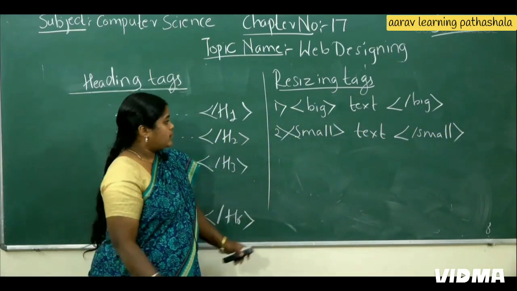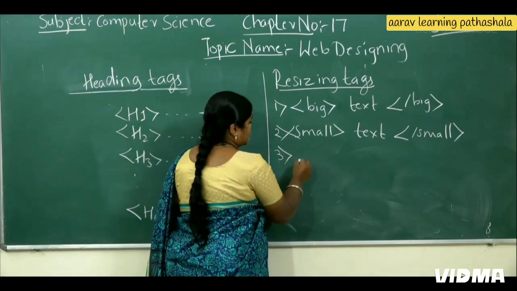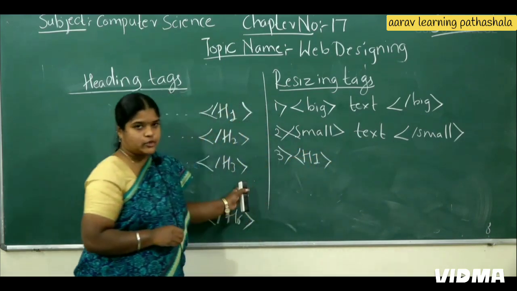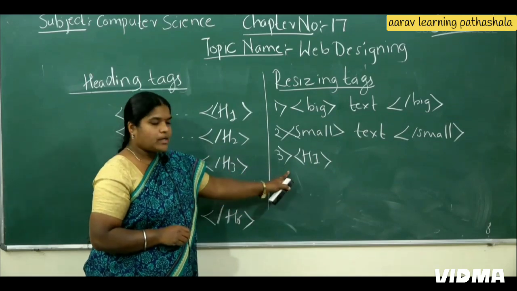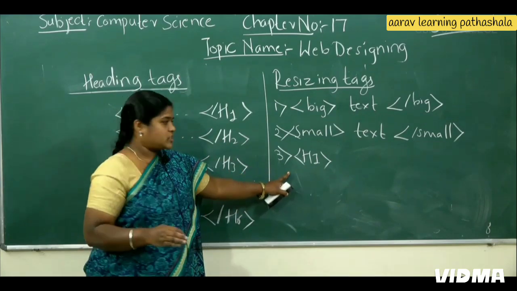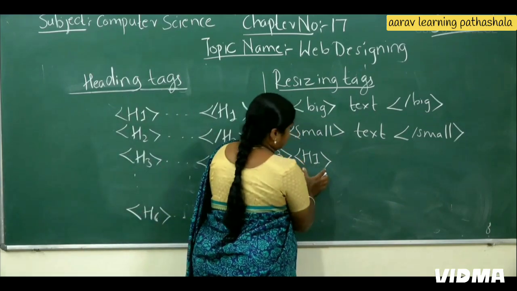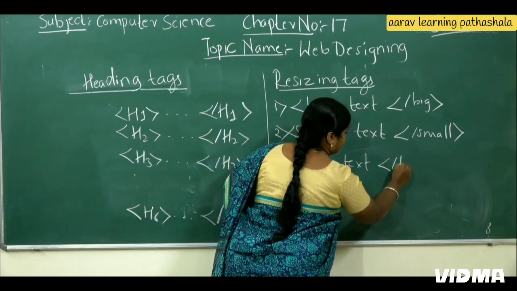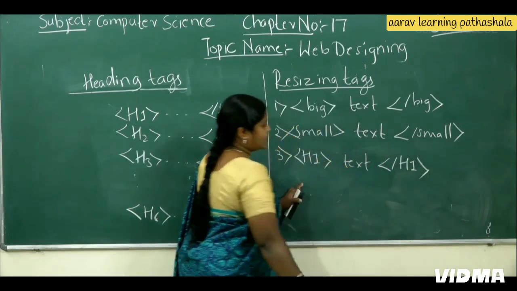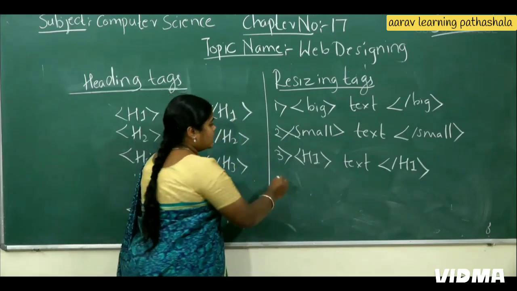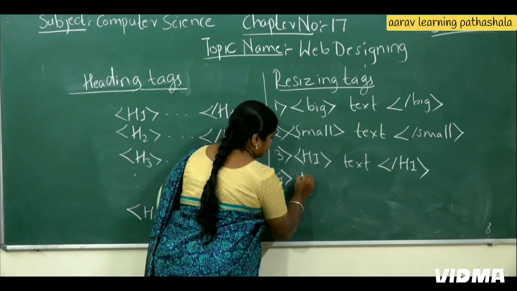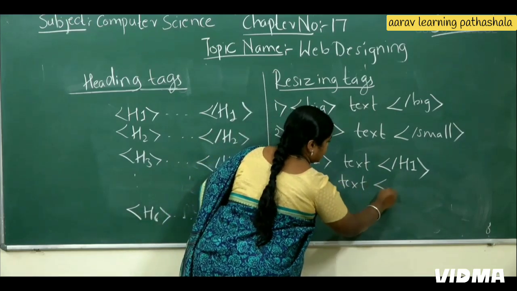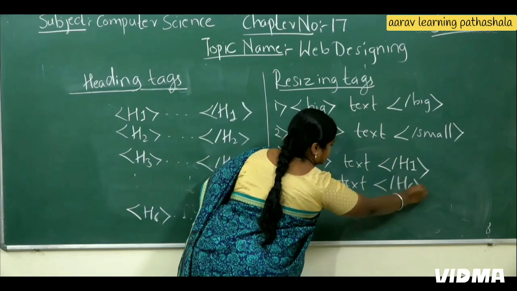Then after that, the next one is H1. Just now we have studied H1 in the heading tags. H1 will give you the maximum font size. So how are we going to use that? <h1>, specify some text that has to be displayed in maximum font size, and then finally close the </h1> tag. After that, then <h6>, text and </h6>.